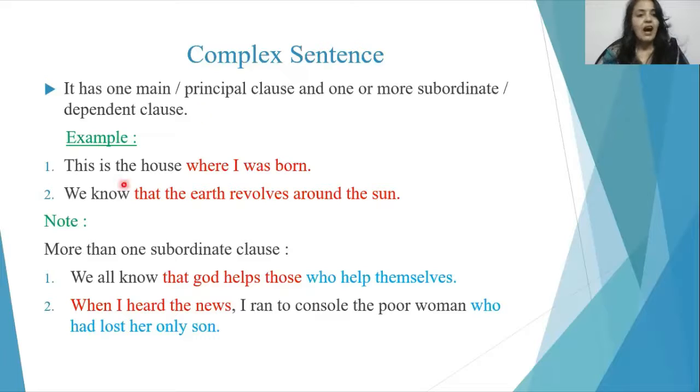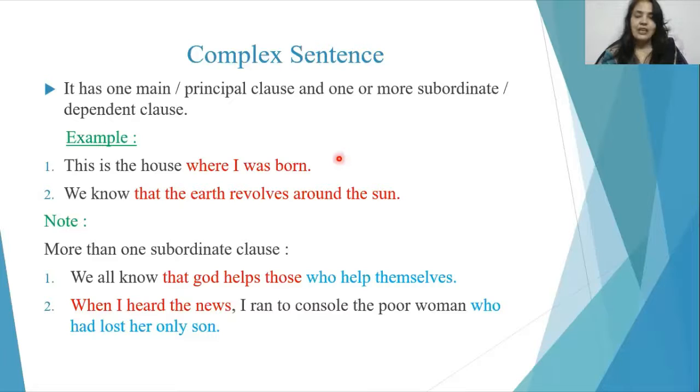This is the house where I was born. You can see here two parts. This is the house, this is the principal clause. Where I was born, the word where helps you understand that this is a dependent clause here. So one principal clause, one dependent clause, and you can understand, okay, this is a complex sentence.